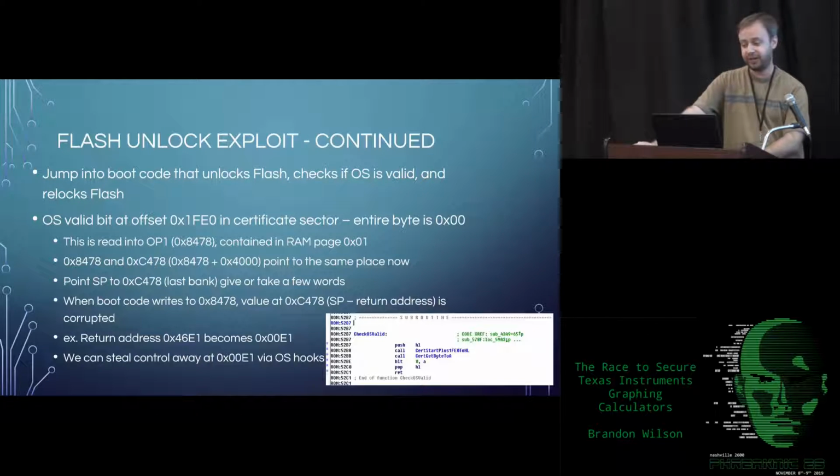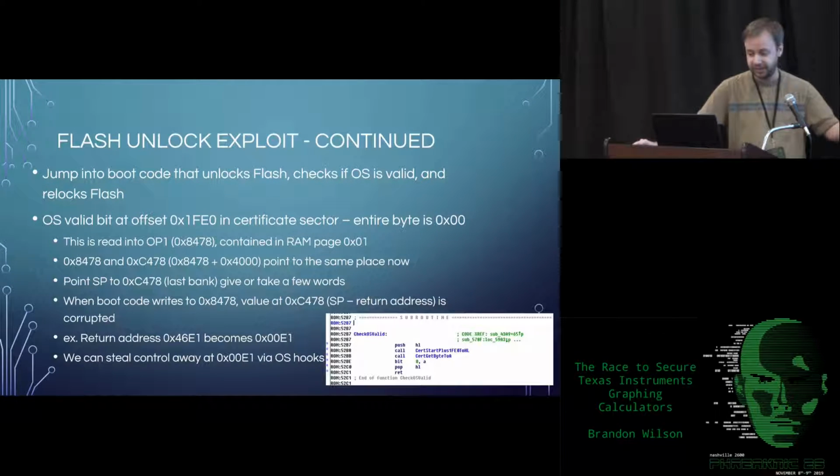So if we can craft things just right, we can set the stack pointer, SP, so that by the time it gets to that write to 8478, SP will be pointing to C478, so it'll corrupt itself. When it performs that write, it'll corrupt the return address that SP is pointing to. If the return address used to be 46E1, writing that 0 will change it to 00E1. So as soon as the code hits the return instruction, it's not going to return to the boot code. It's going to return to 00E1 instead, which is deep in the OS interrupt in ROM page 0. And we can use an OS cursor hook at that point to steal control away from it, clean up the stack, restore the value of port 5 back to what it originally was, and we still have flash unlocked, ready for us to use.